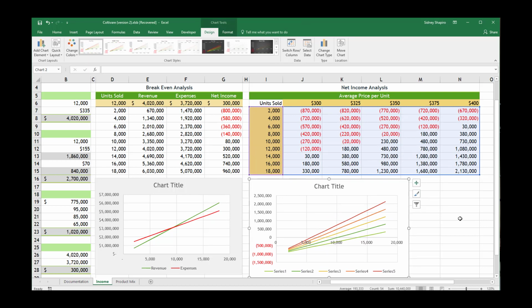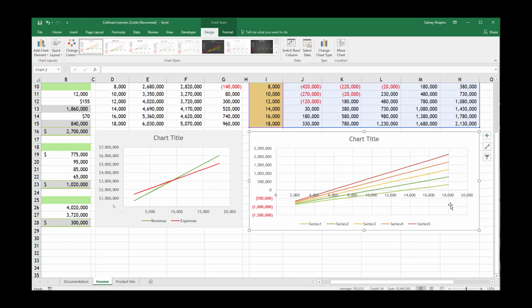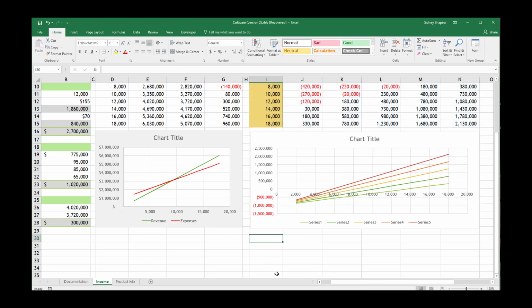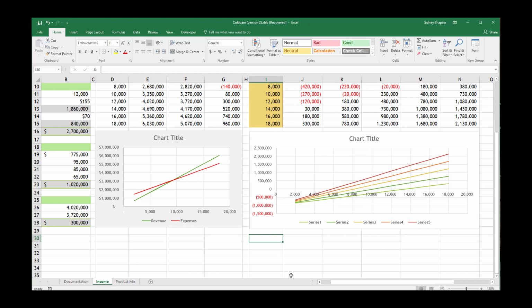Okay, so move and resize the chart so it goes to N28. All right, how about we go like that? Okay, looks good. We have them sort of matching. It's not bad. You have to play around with it a little to get it exact, but it's all right.